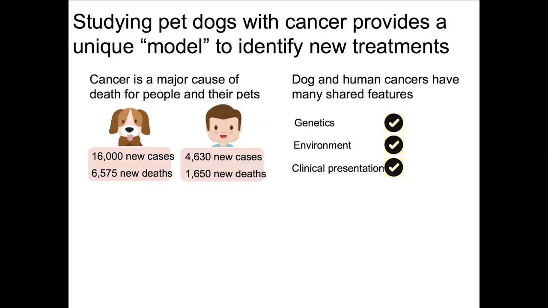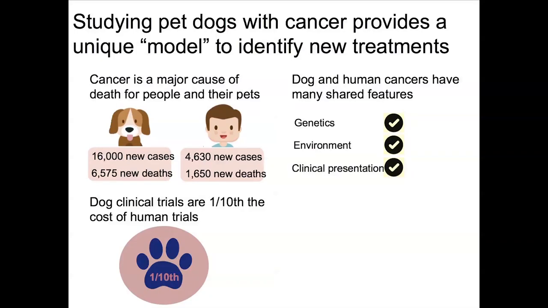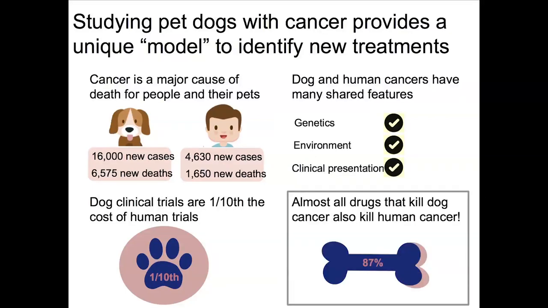Dog and human cancer share our genetics. They share our environment, so they eat the same food, for better or for worse, as we do. They share a clinical presentation. And we can run clinical trials in the veterinary space at a fraction of the cost. So 1/10 to about 1/100 the cost. It costs several million dollars minimum to run a clinical trial in the human setting. And our group has found that almost all of the drugs, about 9 out of 10 of the drugs that we can kill dog cancer cells with, we can also kill human cancer cells.